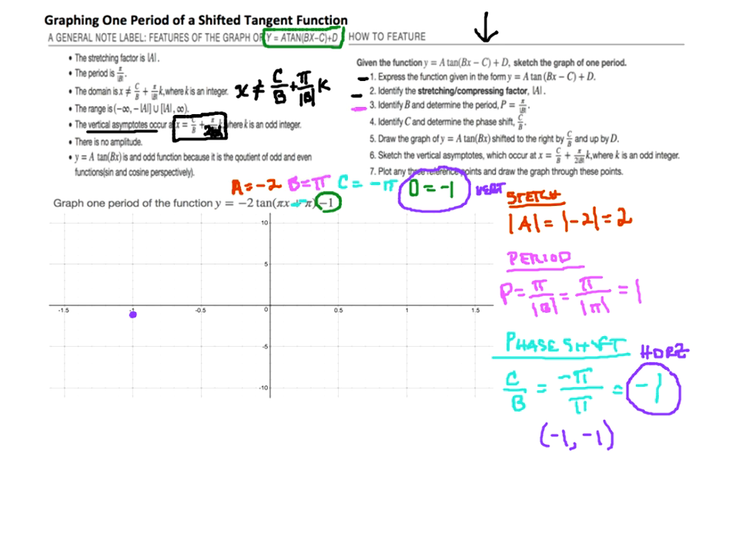So what happened was my point (0, 0) shifted to (C over B, D). So that's how you find that point that would generally be sitting at the origin if you had not shifted.